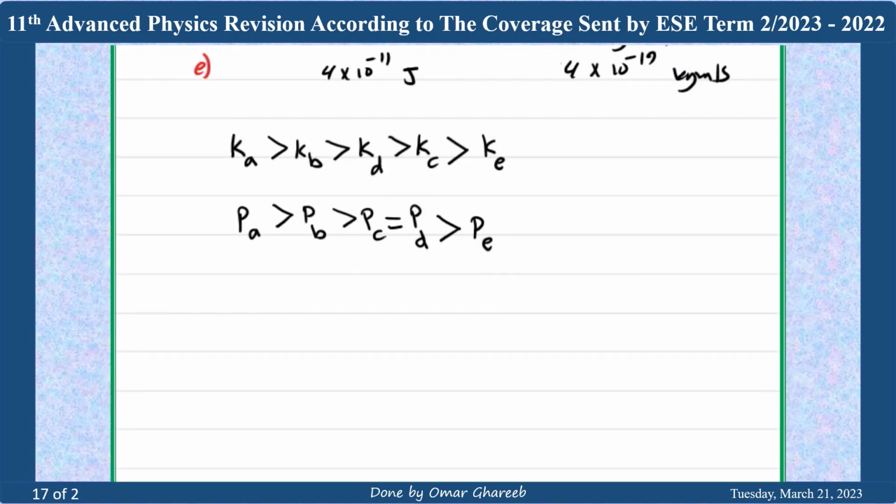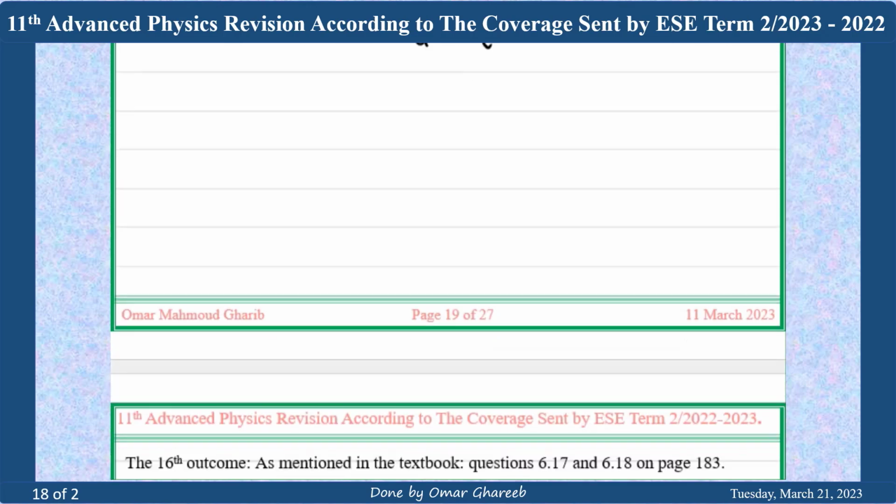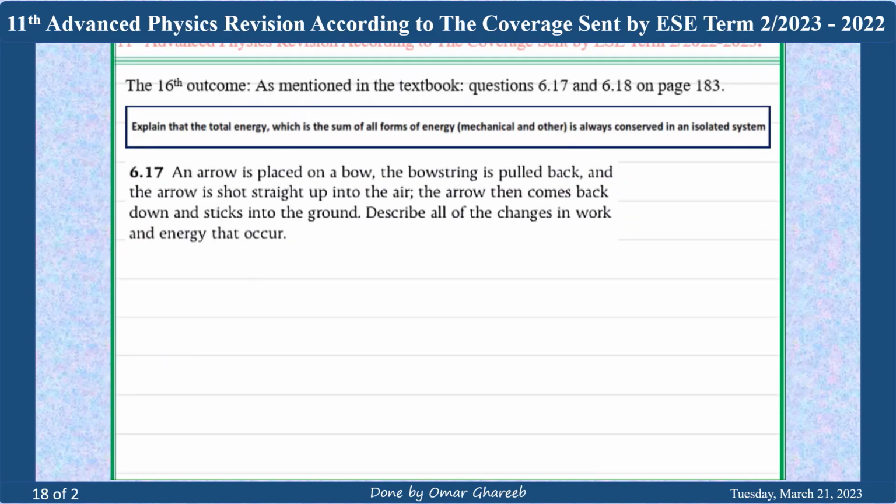Now for outcome number 16. Alhamdulillah, we are approaching the end. Explain that the total energy, which is the sum of all forms of energy, mechanical and other, is always conserved in an isolated system.